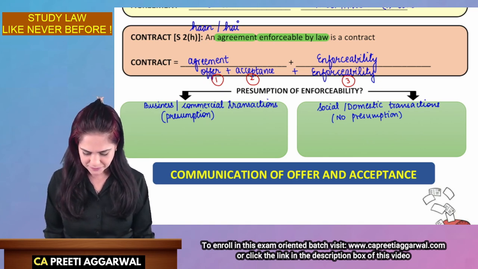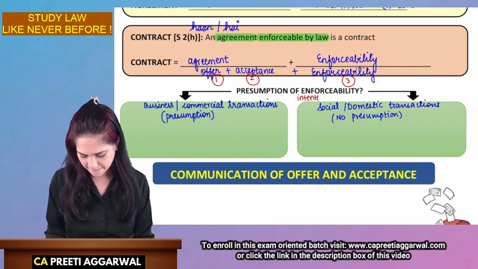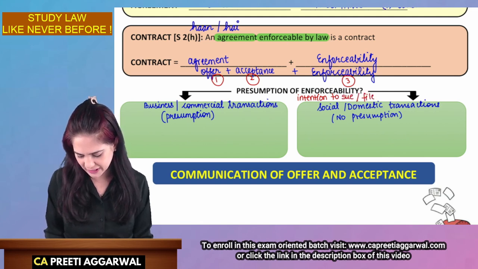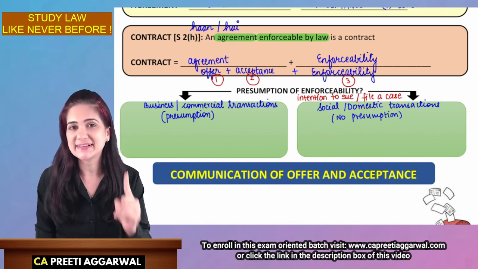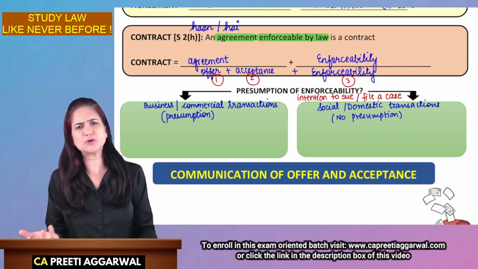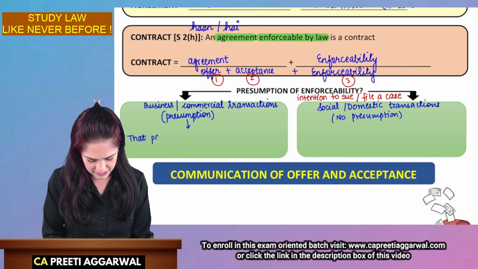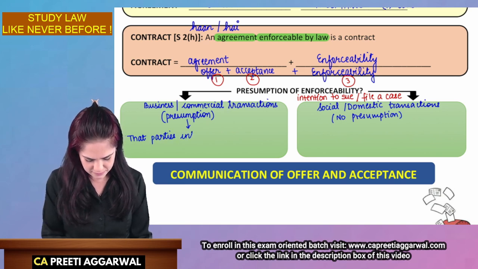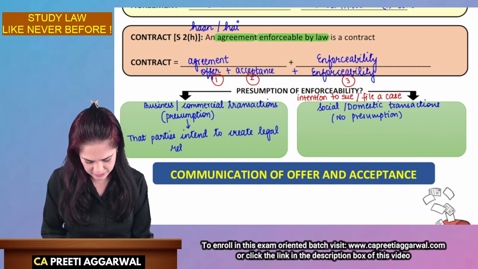What will you write? Enforceability means intention to sue, intention to file a case. If one party defaults, other party can take action. In case of business or commercial transaction, there is a usual presumption. What is the presumption? That parties intend to create legal relation.